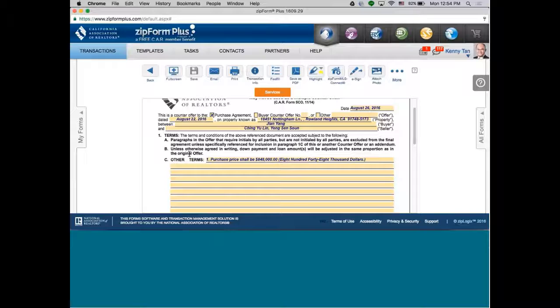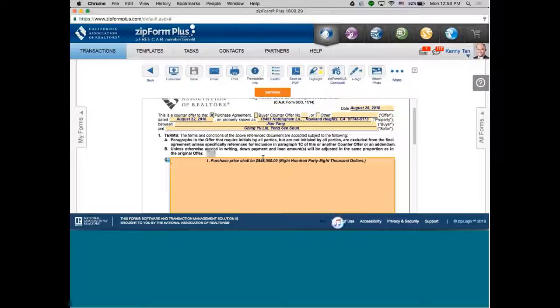So if you want to go back with the $860,000 purchase price, under C, you should probably adjust the deposit to 3% of $860,000, which is a higher number than the $25,000 deposit. Okay, so whatever new terms and conditions you want, put them in here. So that will be your counteroffer, right?